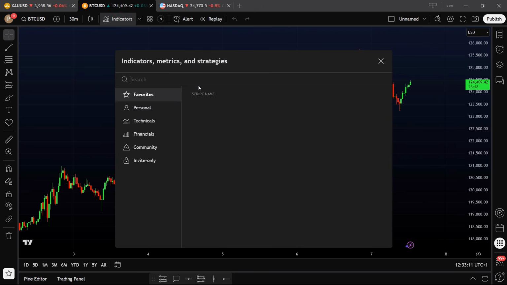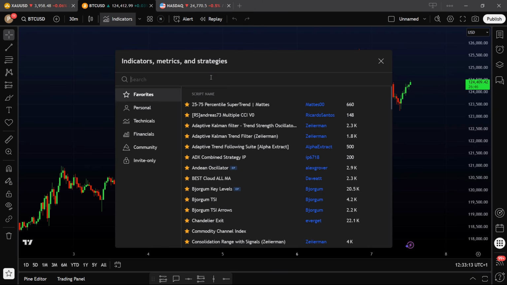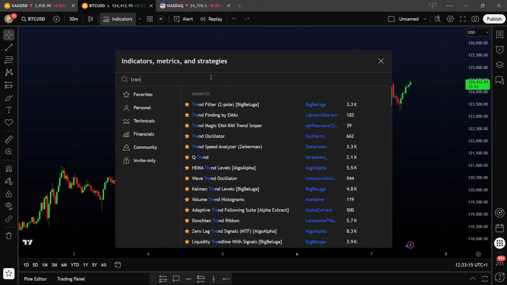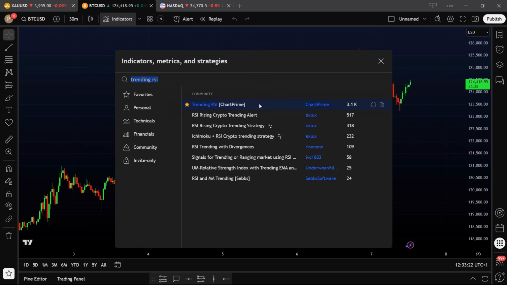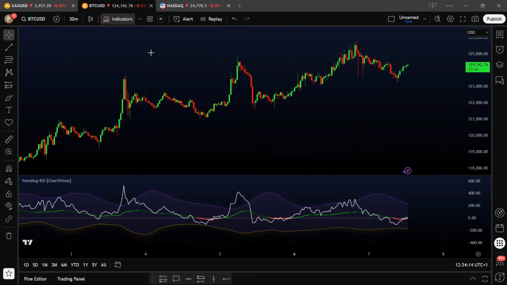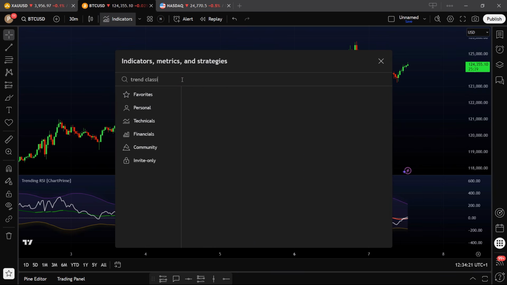Okay, let's build our system. It will only take 60 seconds. First, open the Indicators tab. In the search box, type Trending RSI. Add the one by Chart Prime. Next, go back to the search box and type Trend Classifier. Again, choose the one by Chart Prime.